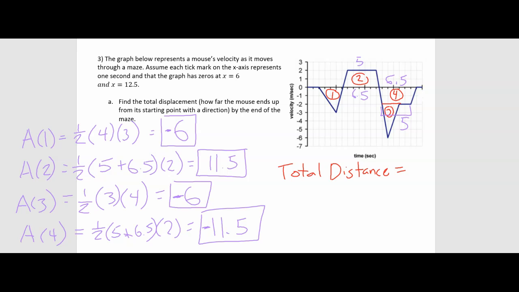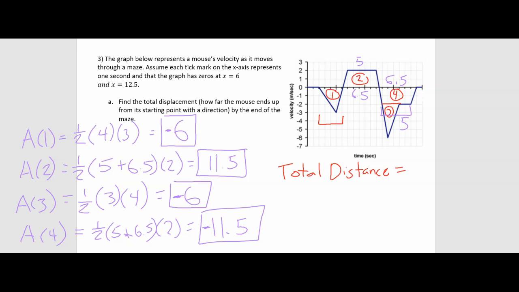The area, or the distance that the mouse has traveled over our first interval, which was represented by this triangle. Well, the mouse traveled 6 meters. They just did it in the negative direction, but they still traveled 6 meters, right? In our second interval, the mouse traveled 11.5 meters in the positive direction.